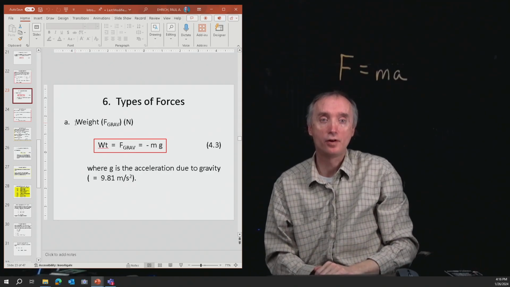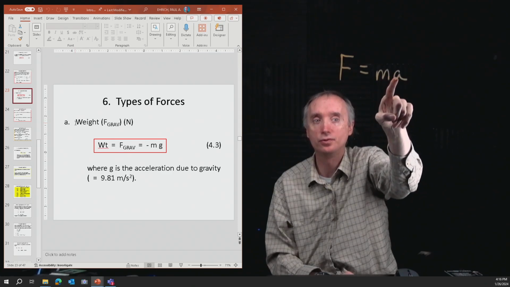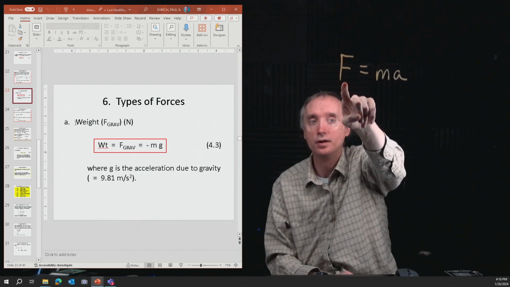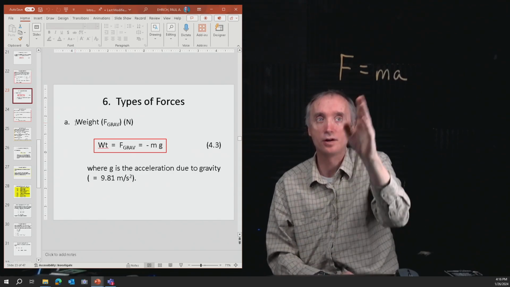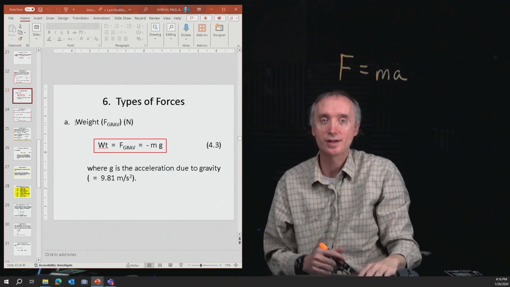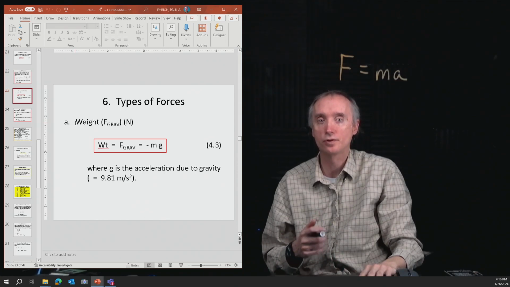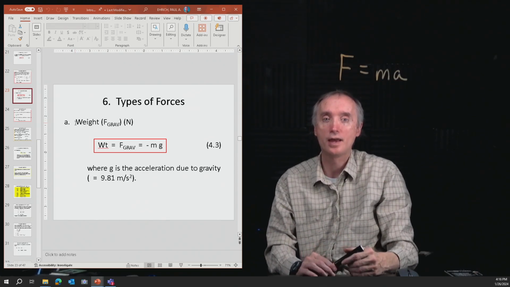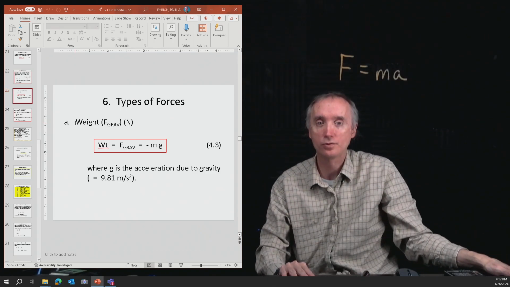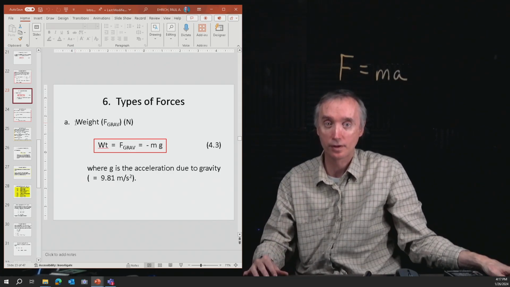All right, so far we know a force causes a mass to accelerate. But what exactly are the forces that cause the mass to accelerate? So we're going to go over some different types of forces. The first type of force is the force of gravity, and another name for that is weight. So the force of gravity acting on something is going to be the weight of that something.